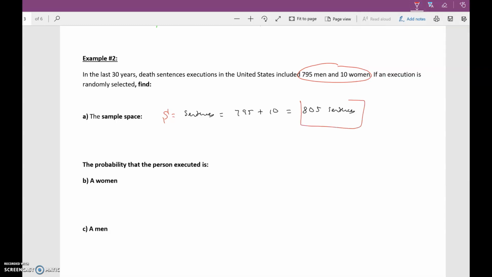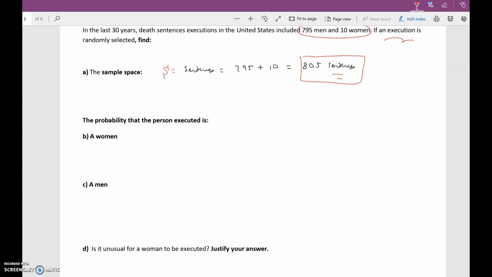As long as you declare or put the units, it's perfectly fine. Some of the problems that we're going to be evaluating, the actual events, are pretty messed up things. In this case, we're honestly talking about executions, but it doesn't seem like a proper way to use the unit. I'll just leave it as sentences. As long as you mention some unit on the sample space, that would be perfectly fine.